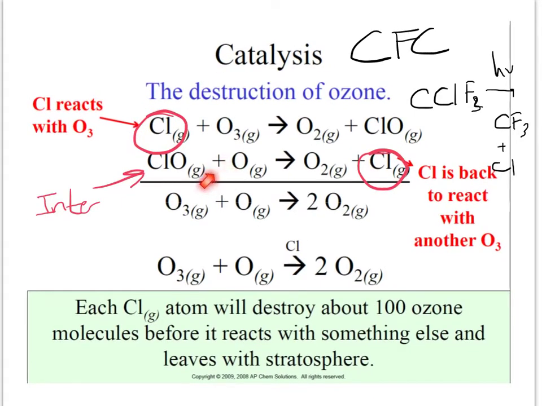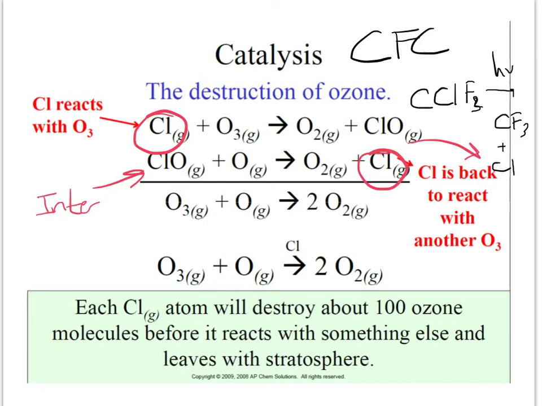This oxygen right here is used, and then it's done with. So it reacts with this oxygen, and so it can't go on to harm anything else. But the Cl interacts with this ozone, goes through this whole process, and it's created again, so that Cl can then go on to interact with another ozone molecule. And so it can keep doing that forever. Each chlorine atom will actually go on to destroy about 100 ozone molecules, and eventually it'll react with something else, and then it'll leave the stratosphere.